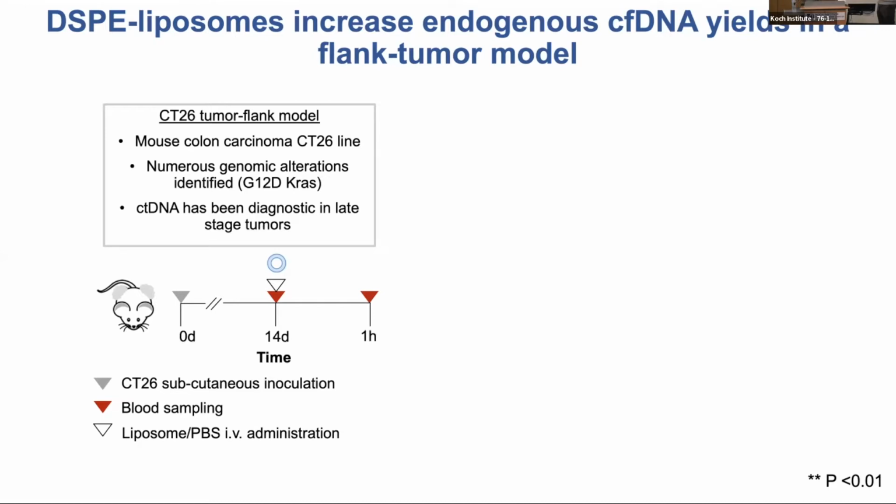So we inoculated these mice, waited until tumors grew out for around 2 weeks, and then treated our mice with liposomes or PBS and sampled blood 1 hour later.